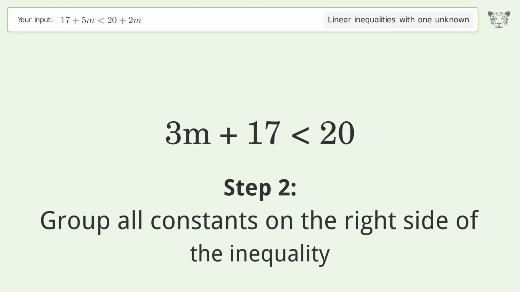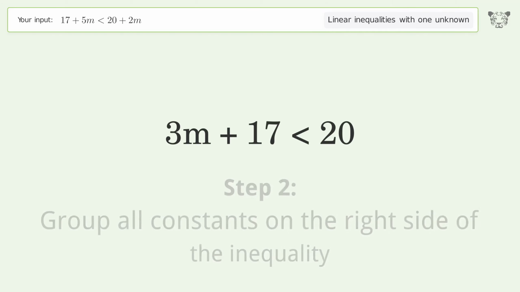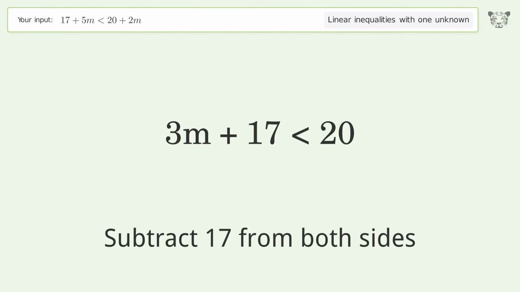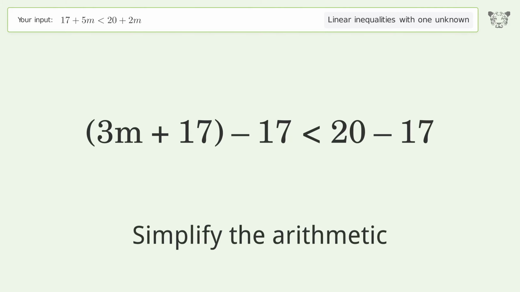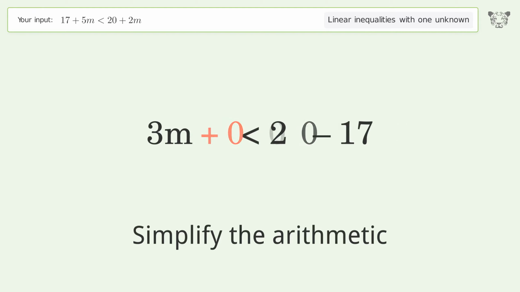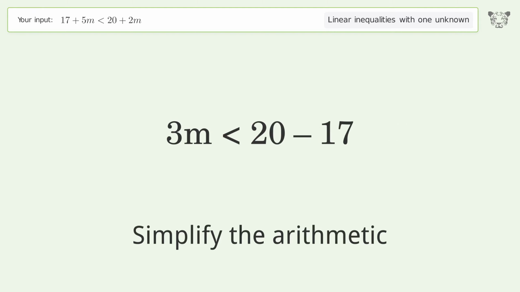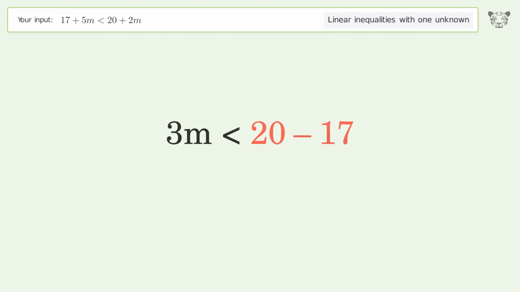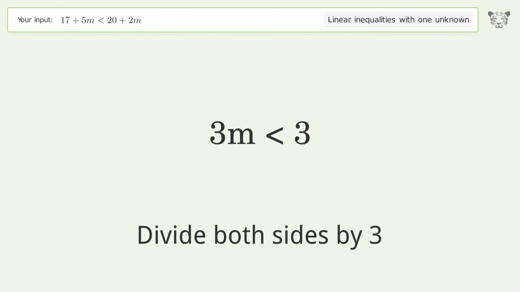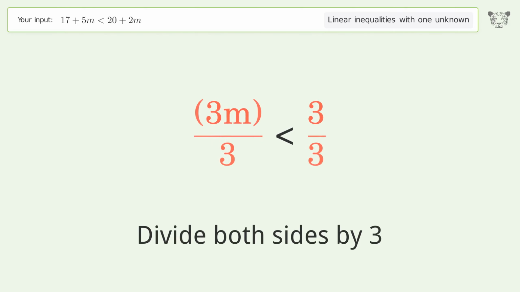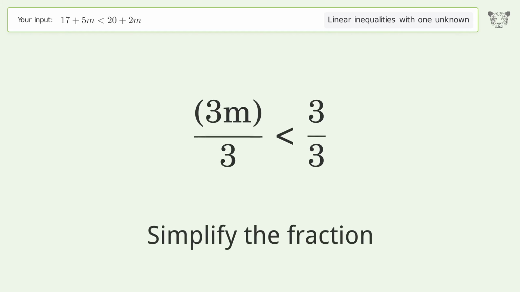Group all constants on the right side of the inequality. Subtract 17 from both sides. Simplify the arithmetic. Isolate the m. Divide both sides by 3. Simplify the fraction.